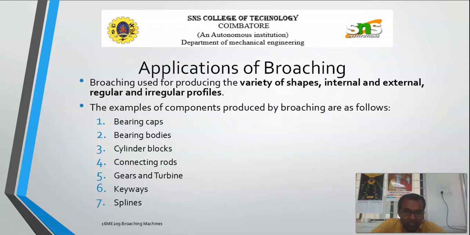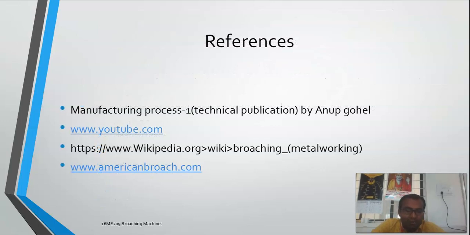Next, we will discuss the applications of broaching. With the help of broaching, we can produce a variety of shapes, internal and external, regular and irregular profiles, etc. Some of the examples are bearing caps, bearing bodies, cylinder blocks, connecting rods, gears and turbines, keyways, different types of splines, etc. These are some of the references.